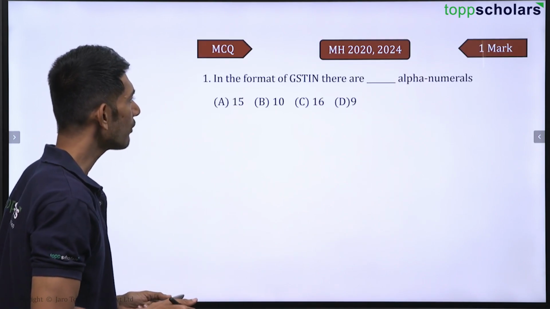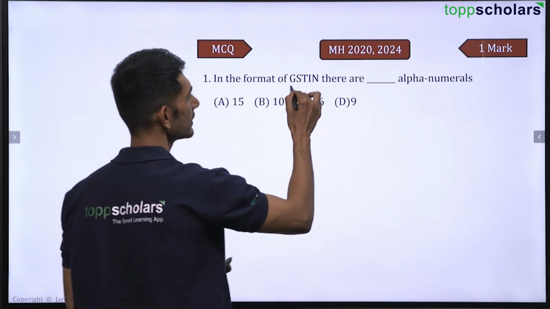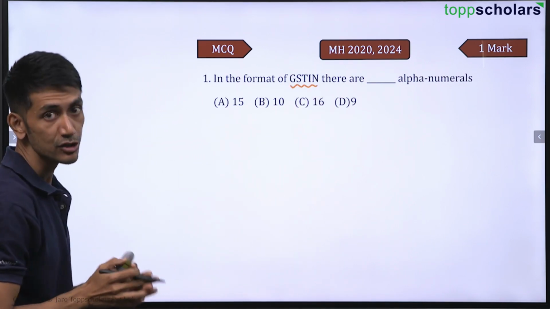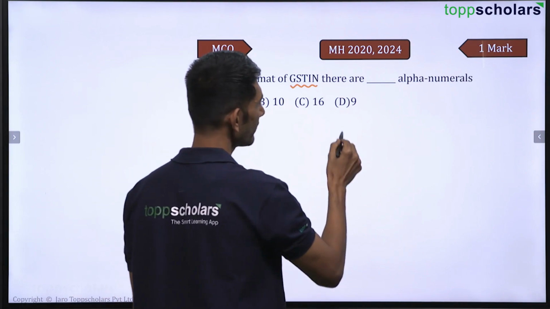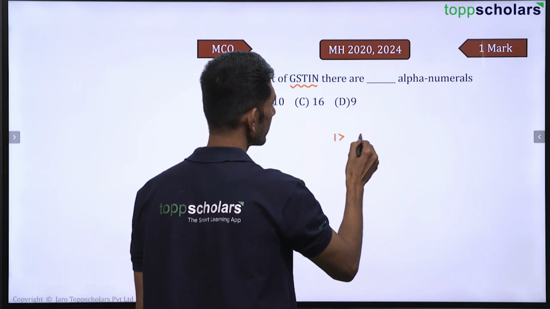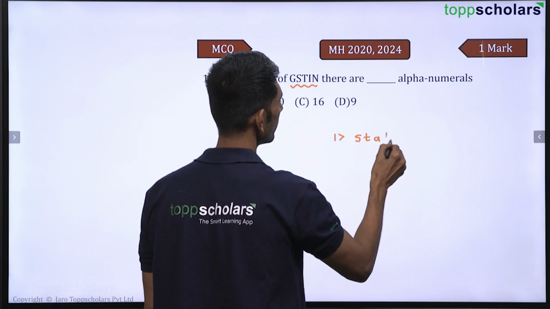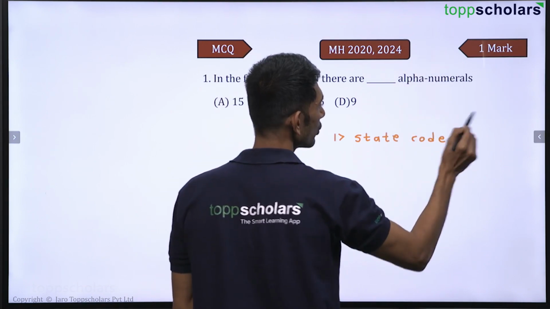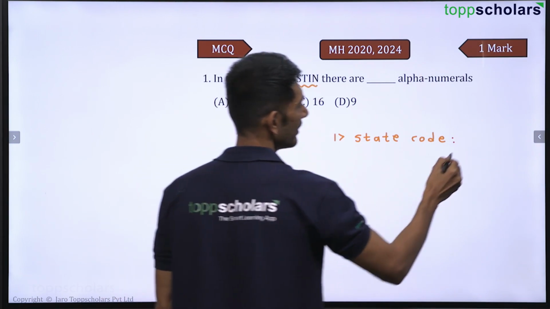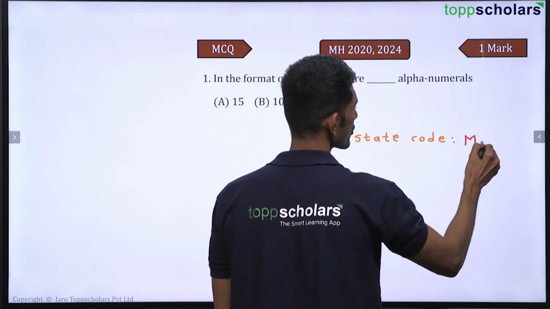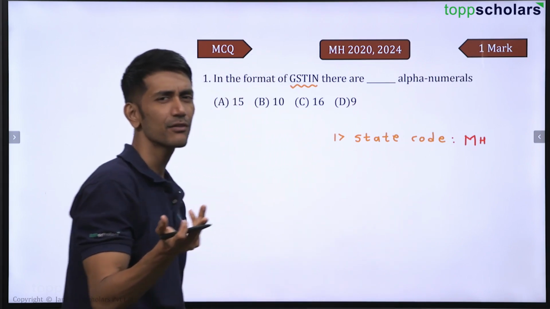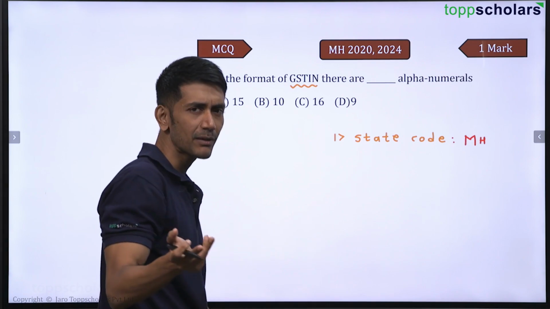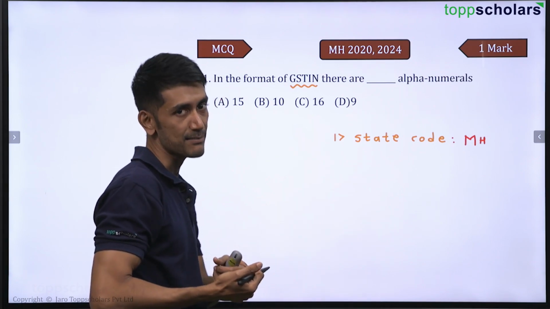It says, in the format of GST number, how many alphanumerals are there in total? So what is the pattern? The first part is the state code. It contains 2 characters, like for Maharashtra, it is MH. For Karnataka, it will be different. For Telangana, it will be different, and so on. Since we are dealing with Maharashtra board, let's talk about Maharashtra, that is MH.